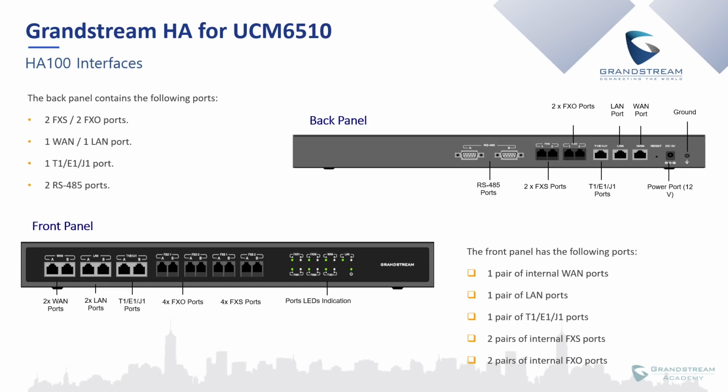Now let's look at the distributions and the ports on the back panel and the front panel of the HA100. On the back panel, we have the following ports: two FXS and two FXO ports, a WAN port and a LAN port, two RS485 ports. On the front panel, we have the following ports: one pair of internal WAN ports, one pair of LAN ports, one pair of T1, E1, J1 ports, two pairs of internal FXS ports, two pairs of internal FXO ports.